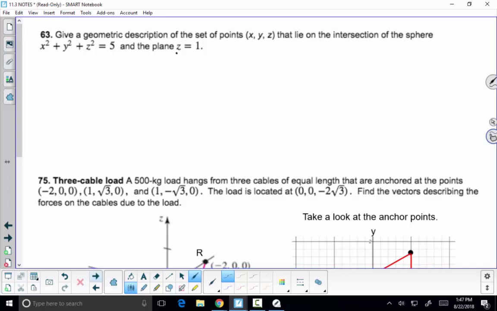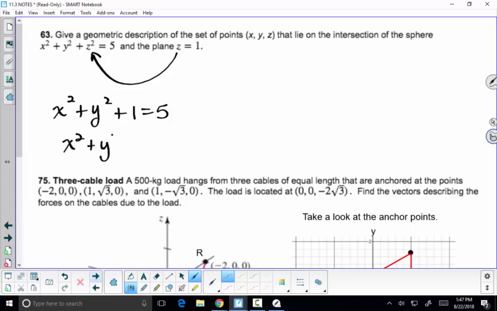If you take the plane and plug it into the sphere, notice what happens. We get x squared plus y squared plus 1 equals 5. Subtract 1 from both sides, and that gives us x squared plus y squared equals 4. We know that that's a circle of radius 2 centered at the origin.